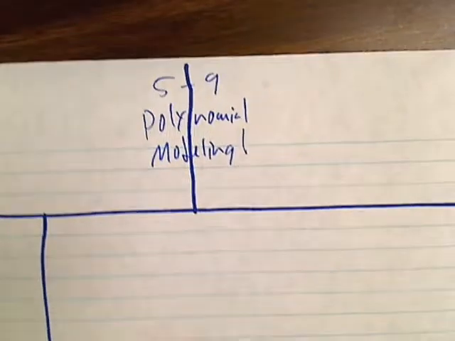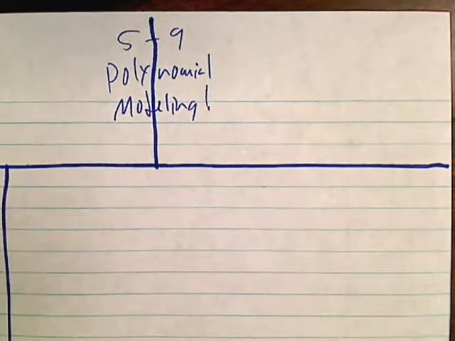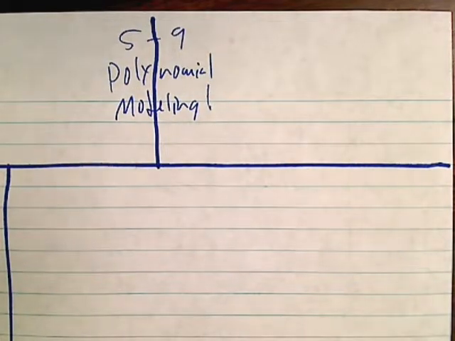All right, let's try section 5.9, polynomial modeling. Hopefully you got the page number sorted out already. And let's take a look at this.